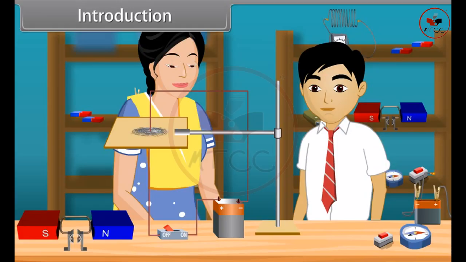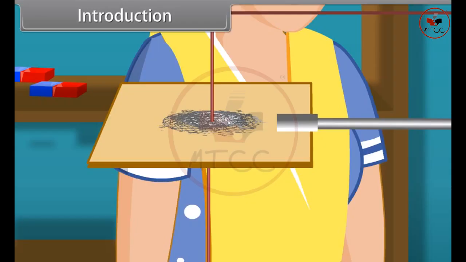Then, she sprinkles the iron dust on the cardboard uniformly. After setting up the arrangement, she switches on the circuit. When she switches on, some movement is shown in the iron dust particles and they start arranging in a concentric circles pattern.